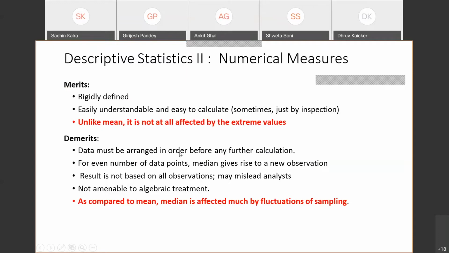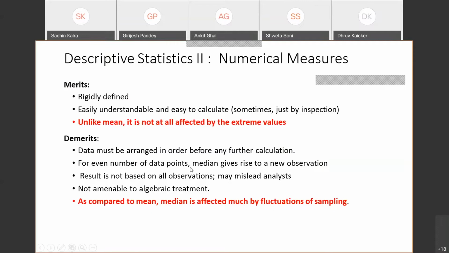Now, again, we have the demerits. Data must be arranged in order before any further calculation. Definitely ordering is a must here. For an even number of data points, median gives rise to a new observation, and that observation might fluctuate. Let's suppose the third term is 300, and the fourth term is 500, and the median will come about 400, but it is more than the third term, and lower than the fourth term. So sometimes it becomes a challenge with the median as well when we have an even number of observations.